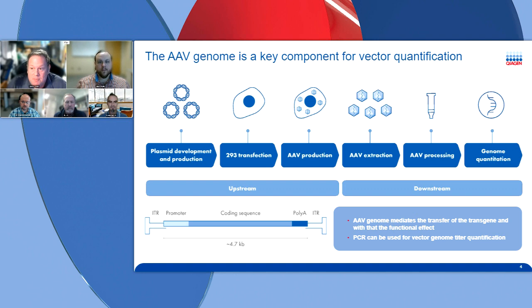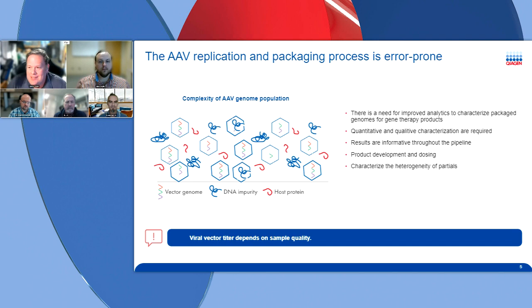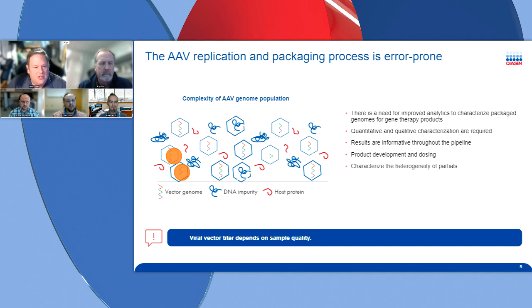Because it's DNA, we can use PCR to do that quantification. In theory, it seems very simple, but in practice, there's actually a fairly complex AAV genome population involved in this. As you can see here, we have the vector genomes. Sometimes you'll have a full genome, and sometimes you'll have a partial genome. And you also have some DNA impurities in there that you need to sort out. So there's a great need for improved analytics and characterization to be able to determine that we're actually having a functional and proper gene therapy product, an AAV, that is what you think it is.